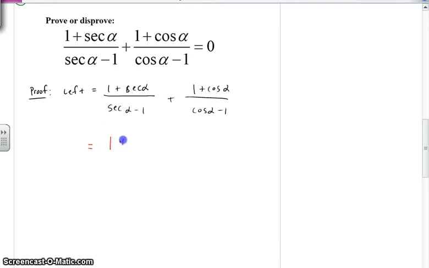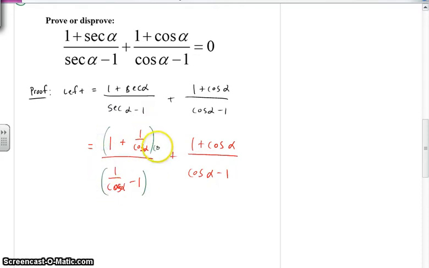I have 1 plus 1 over cosine and 1 over cosine minus 1. And that's alpha, cosine alpha. Plus, I'll leave the other fraction alone. Okay, looking at that left fraction, I see that I can clear it by multiplying by cosine over cosine.